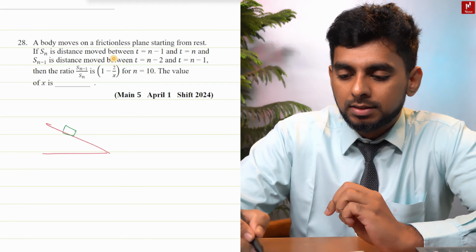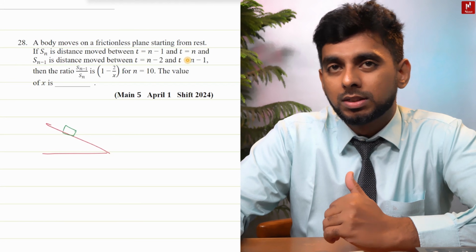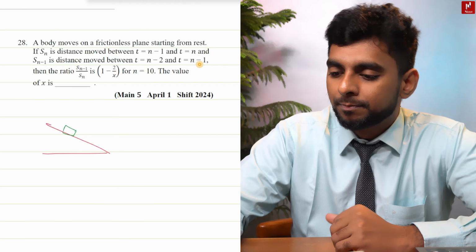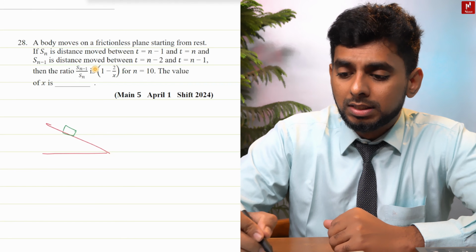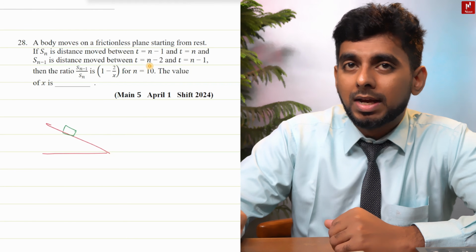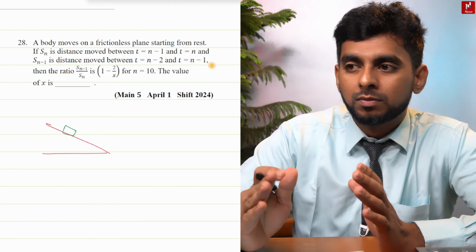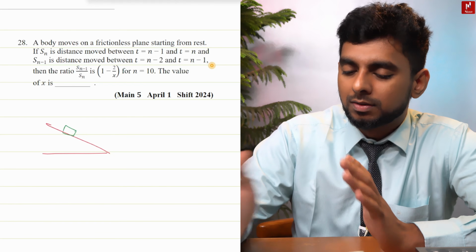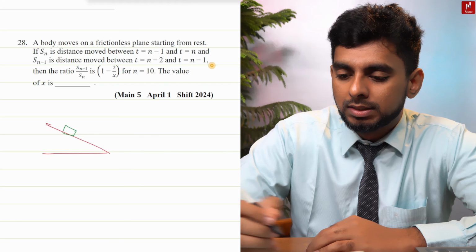If Sn is the distance moved between t equals n minus 1 to t equals n, okay, so 7 to 8. And Sn minus 1 is the distance traveled between t equals n minus 2 and t equals n minus 1. Okay, so that's the before one, which means between the interval 6 to 7. Got it? Simple one. This is something that we have already discussed in the theory.